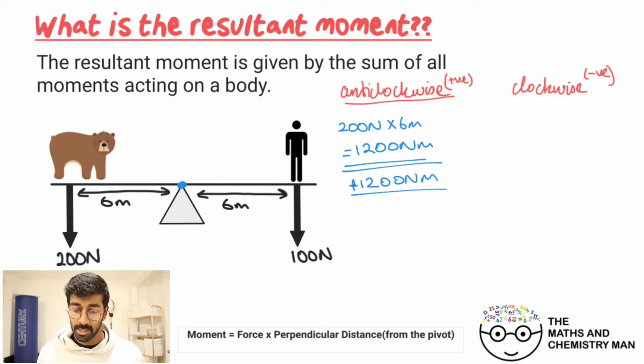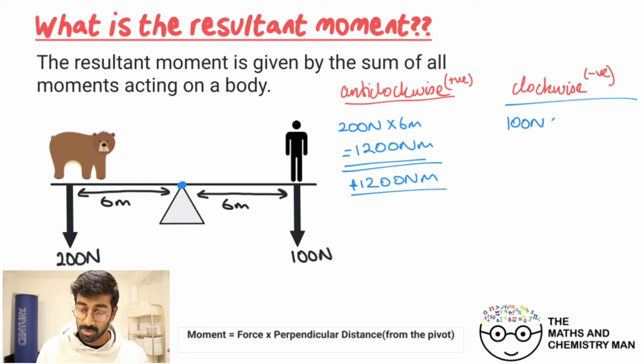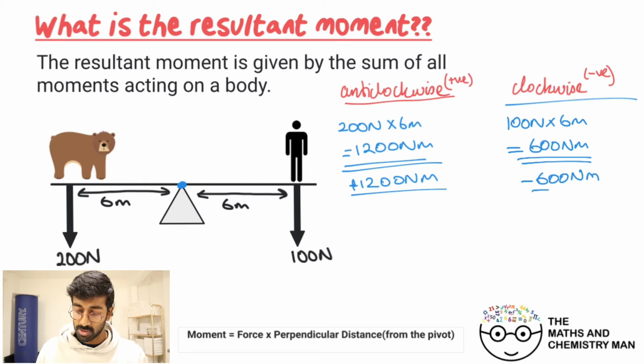So like that. Now, let's have a look at the clockwise direction. Now, the man is going to be creating a clockwise moment, and his force there is 100 newtons. So that's going to be 100 newtons times by 6 meters. And so overall, we've got a moment in the clockwise direction of 600 newton meters. Now, because that's a clockwise direction, we'd put a negative sign in front of it. So negative 600 newton meters. There we go.